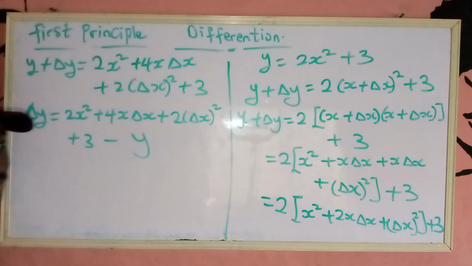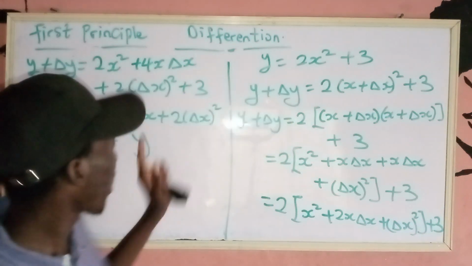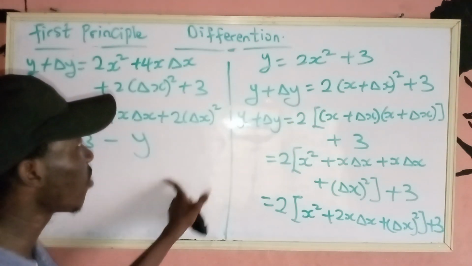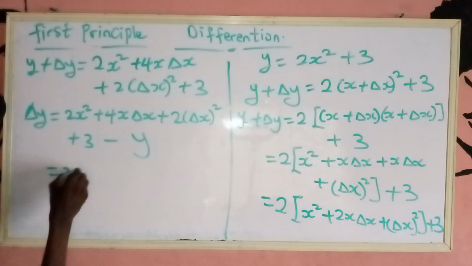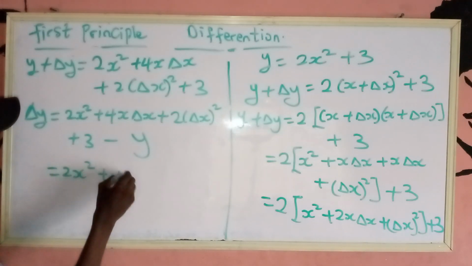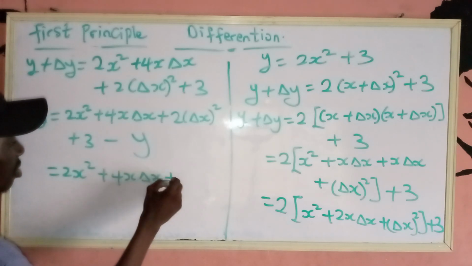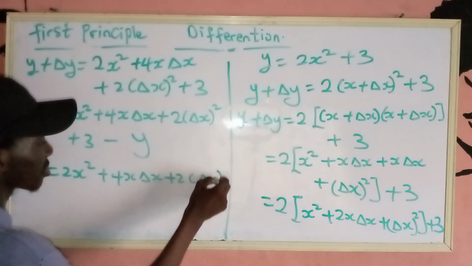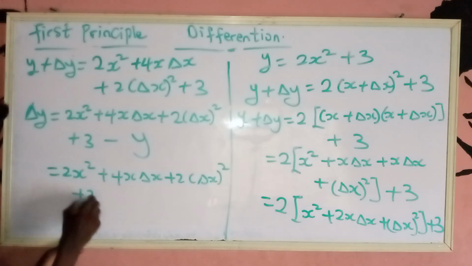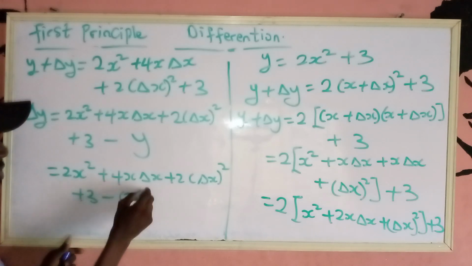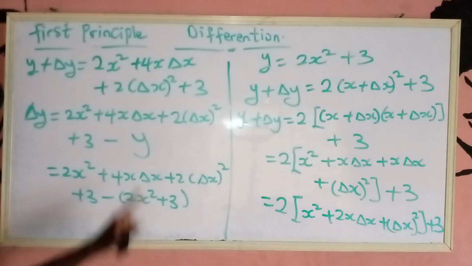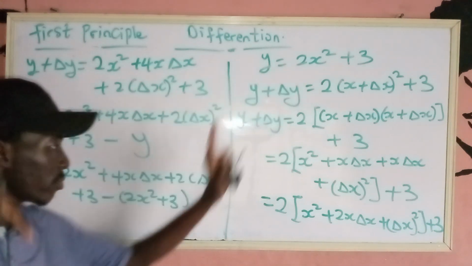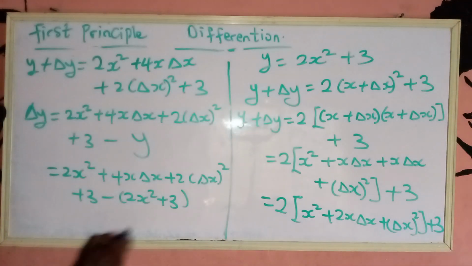Minus y. What is the value of y? The value of y is 2x squared plus 3. So here becomes 2x squared plus 4x change in x plus 2 change in x squared plus 3 minus (2x squared plus 3). You can see I replace the y by its former value.